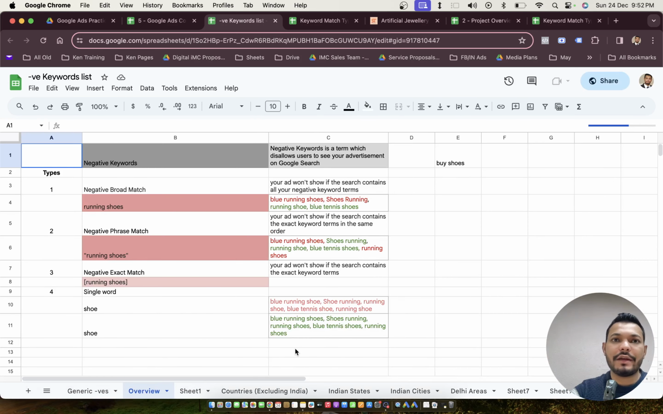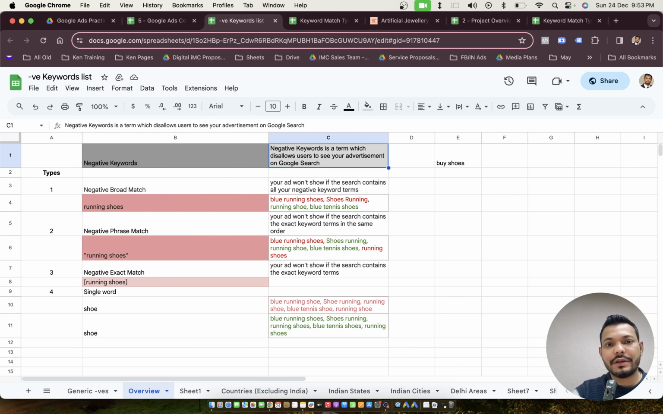And trust me, if we don't have control on negative keywords, we can end up losing a lot of our amount on irrelevant search terms, because you always have like 20-30% or 30-40% irrelevant searches if you are adding your keywords in phrase match. Now, there's an overview where we talk about negative keywords. A negative keyword is something which disallows your ad from showing your advertisement on Google. This is quite simple.